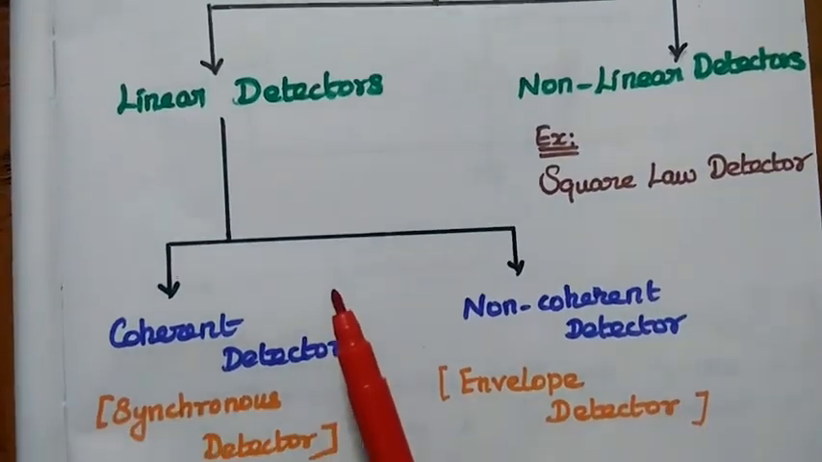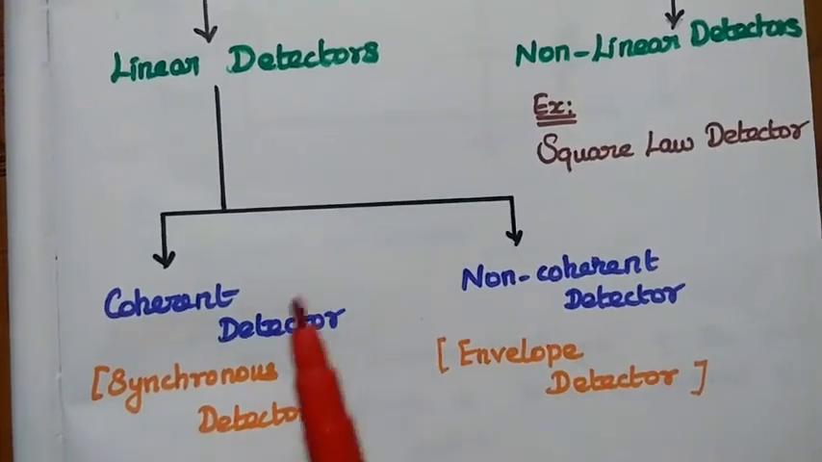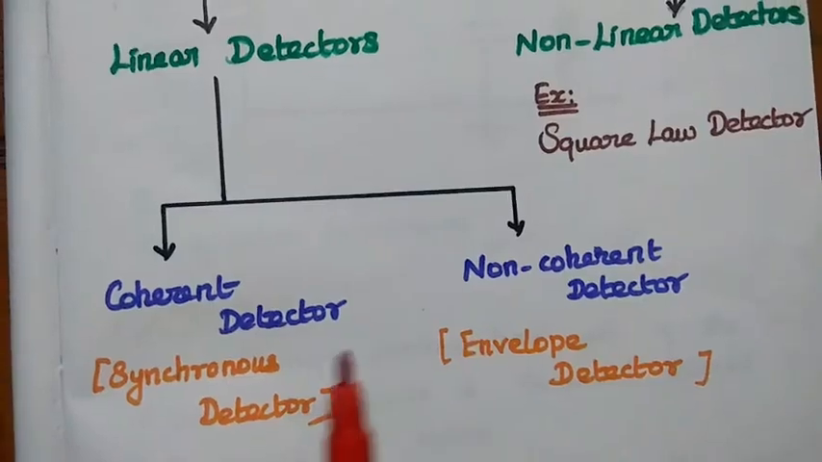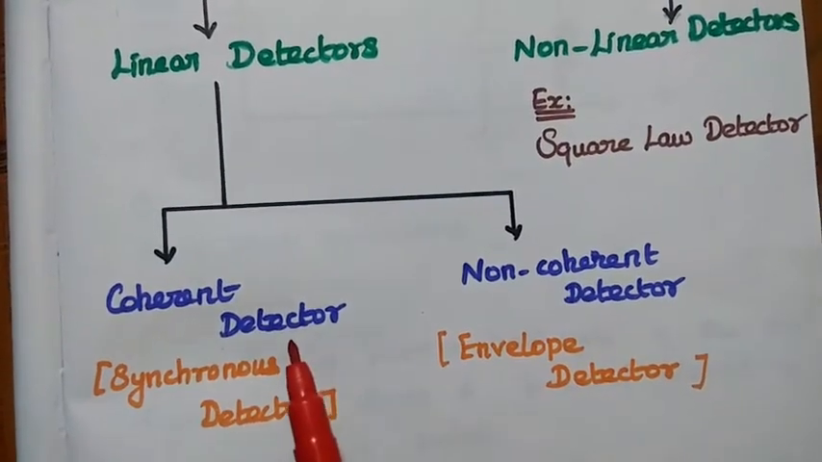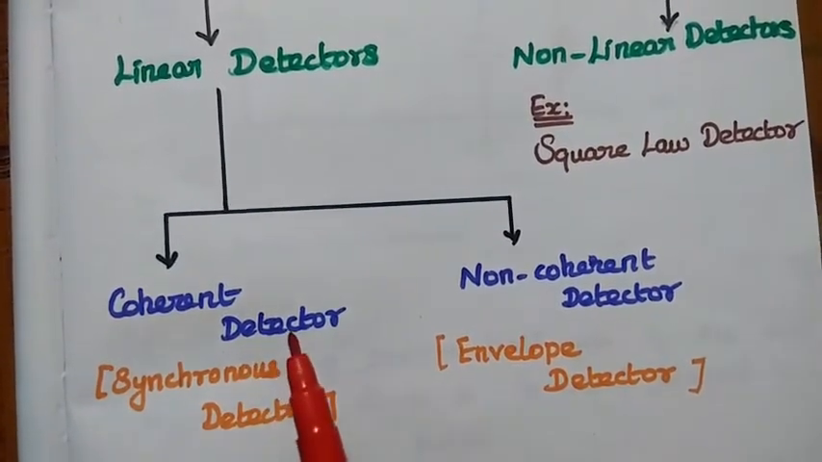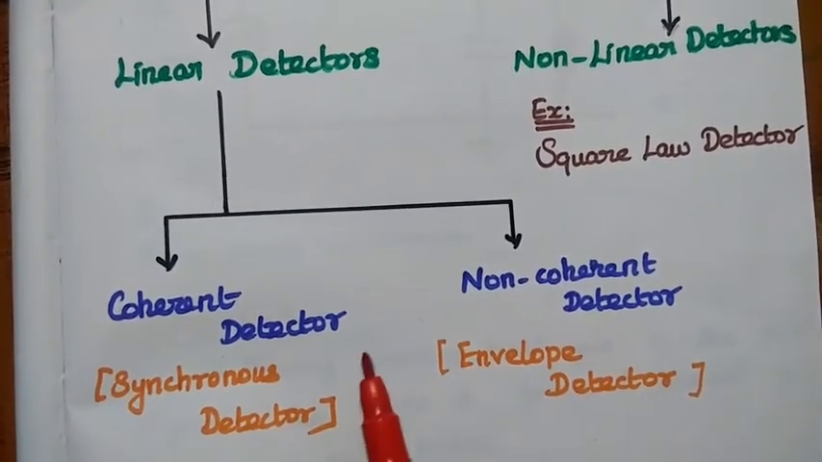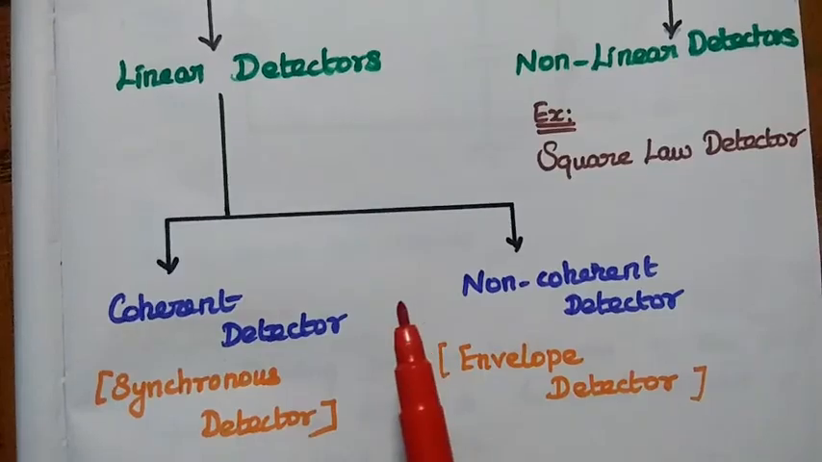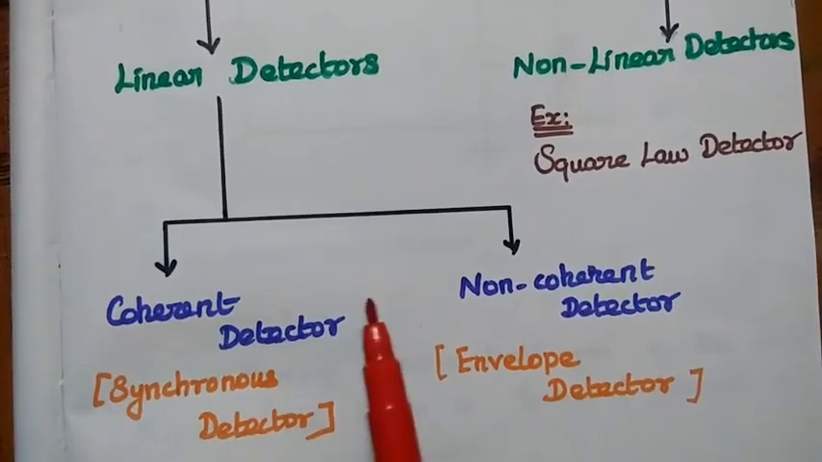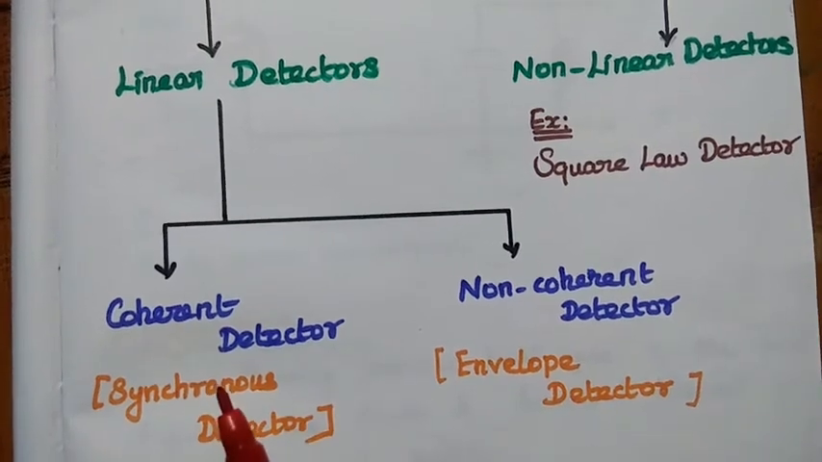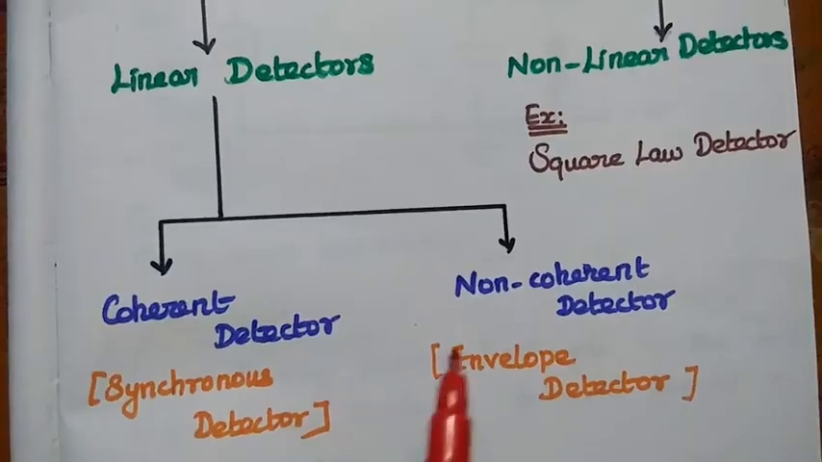Next, the linear detector is further classified into coherent detector and non-coherent detector. In the coherent detector, we synchronize the carrier signal generated at the receiver side to the carrier at the transmitter side. So both the carriers should be synchronized with each other. The example for this coherent detector is the synchronous detector.